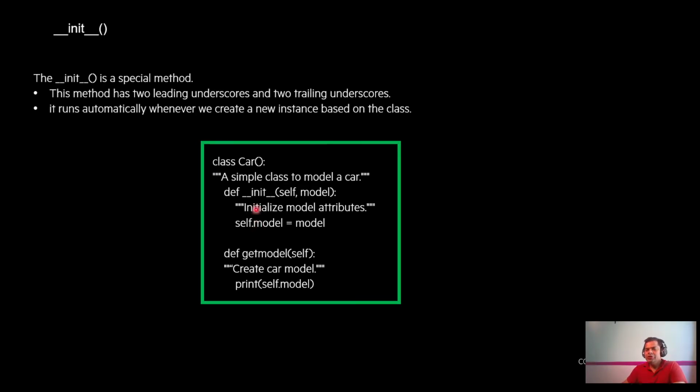So init is the special method, which has two underscores leading and two trailing. Another important aspect of the init is it gets executed automatically whenever we create an instance of the class. So we keep talking about the instance. So just hang on with me. I'll be talking about the instance in detail.